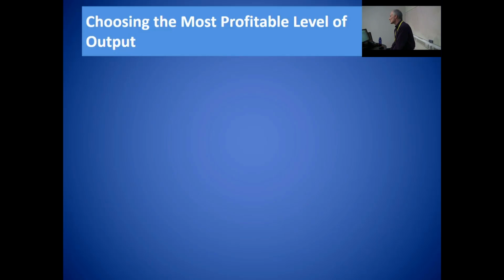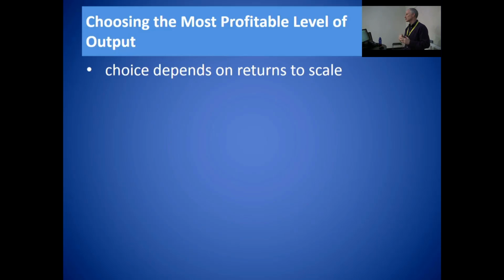And this is choosing the most profitable level of output. The diagram that I'll show at the end is really, really simple. It's a diagram that you all know. It's the long run average cost curve. And the outcome is obvious. But how we get there can be a little bit trickier. So, I'll take it as slowly as I can.